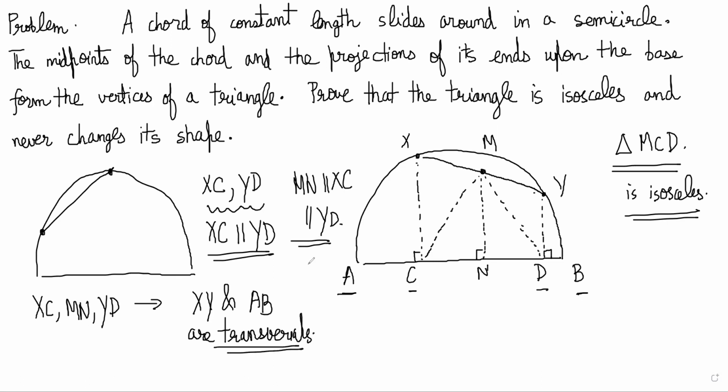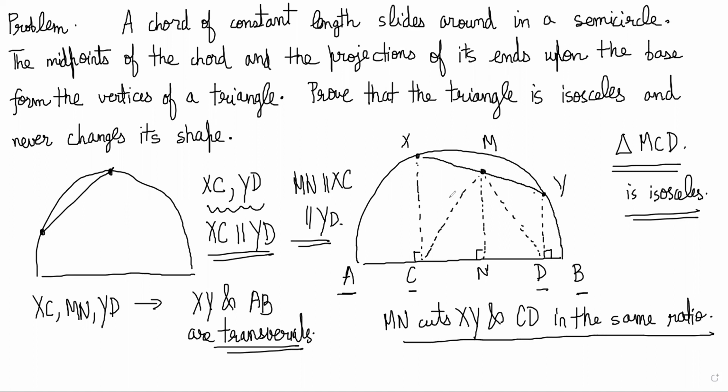Right? So that means that since these lines are parallel, MN will cut XY and CD in the same ratio. That is obvious because the lines are parallel and there are two transversals. So XM by MY should be equal to CN by ND. And now we know that XM is equal to MY because M is the midpoint of XY. So therefore CN is equal to ND. So basically we have shown that N is the midpoint of CD, right?